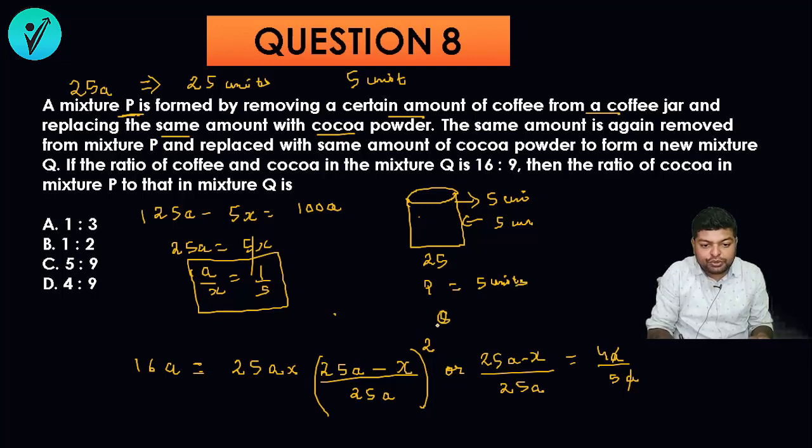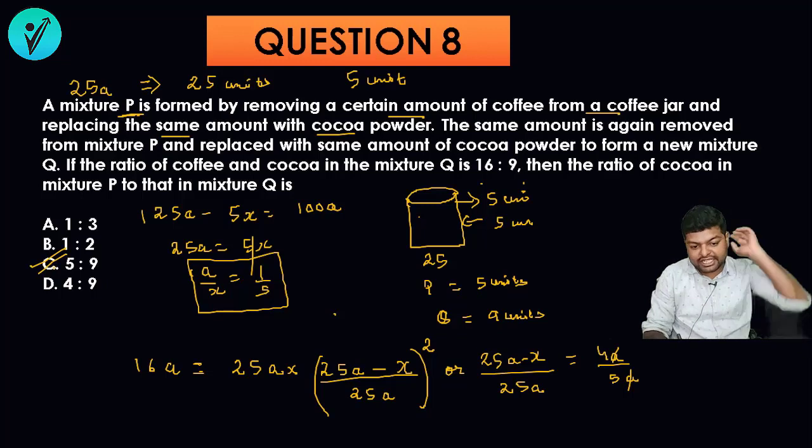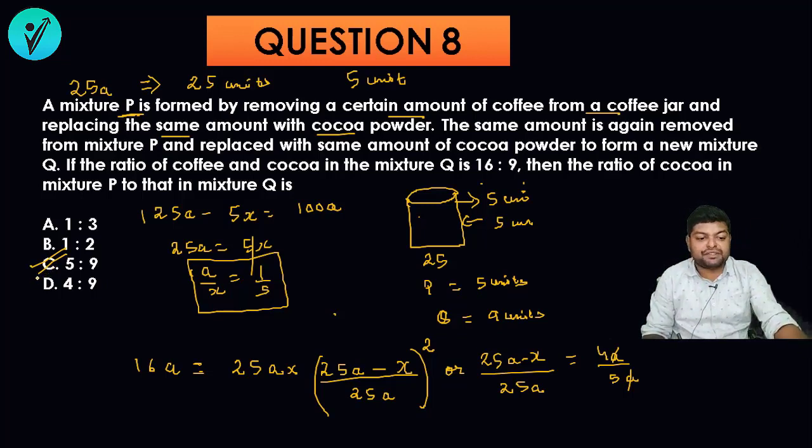And in mixture Q, it is given that the ratio is 16:9. 16 parts was coffee and 9 parts was cocoa powder. So how much cocoa powder is in mixture Q? It's 9 units. So what is the ratio of cocoa that is in mixture P and mixture Q? It's 5 upon 9. So the correct answer to the question is 5 upon 9. Again, a very basic question from removal and replacement.